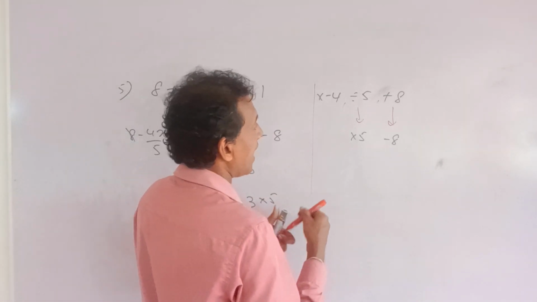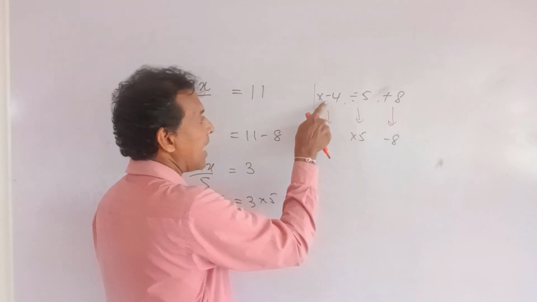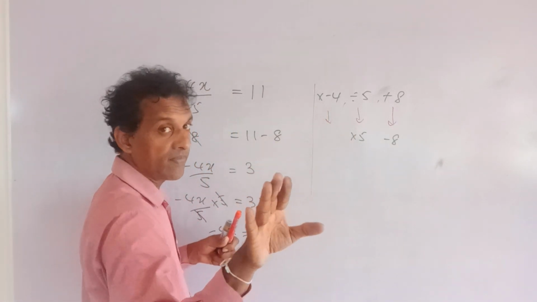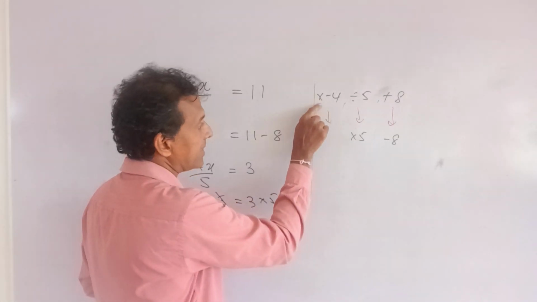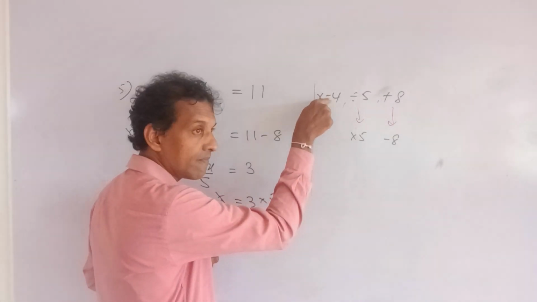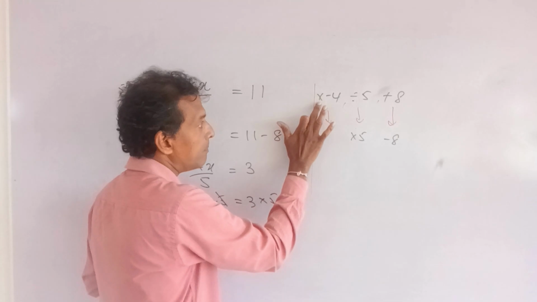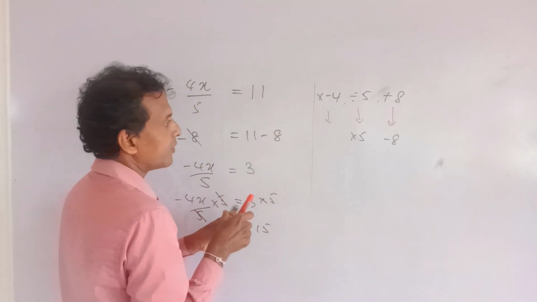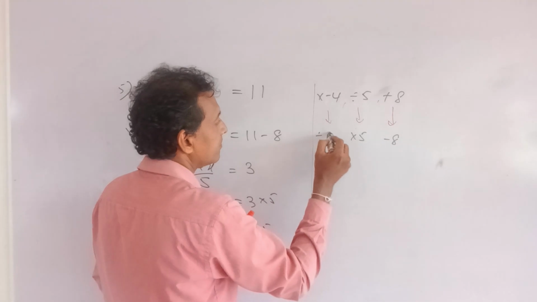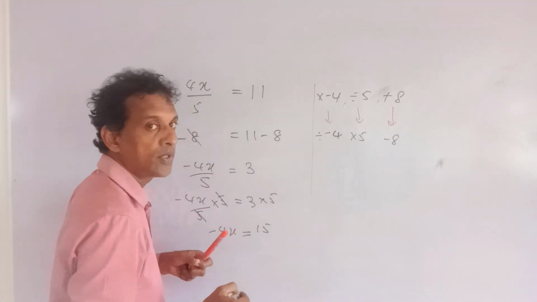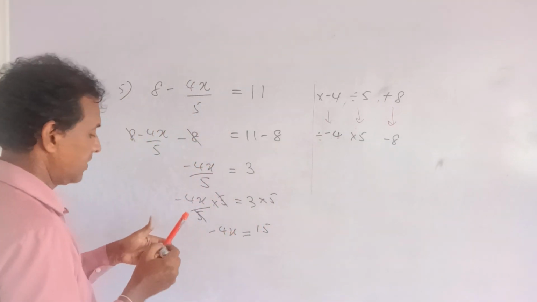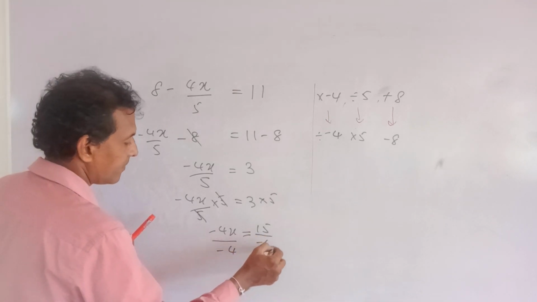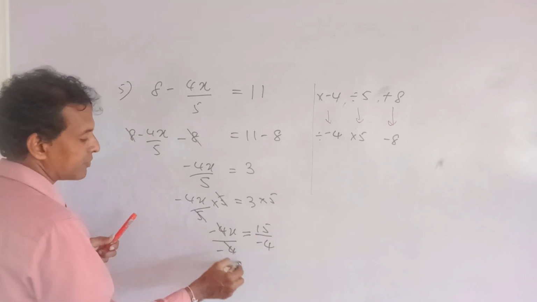Now the last operation we have here, multiplied by minus 4, so divide by minus 4. Remember, the inverse operation does not change this sign here. Here multiplied by minus 4, the inverse is divide by minus 4. So divide both sides by minus 4. Minus 4 gets cancelled.